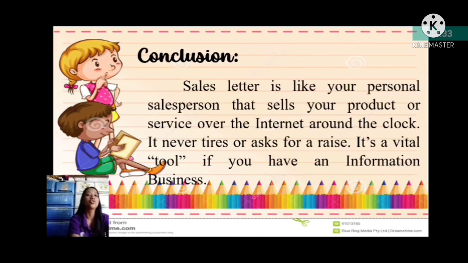So for the conclusion of my topic, a sales letter is like your personal salesperson that tells about your product or services over the internet around the clock. It never tires or asks for a raise. It's a vital tool if you have an information business. So it is an effective way to communicate with your clients.